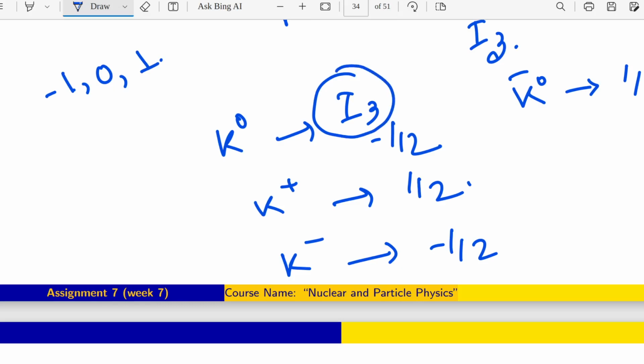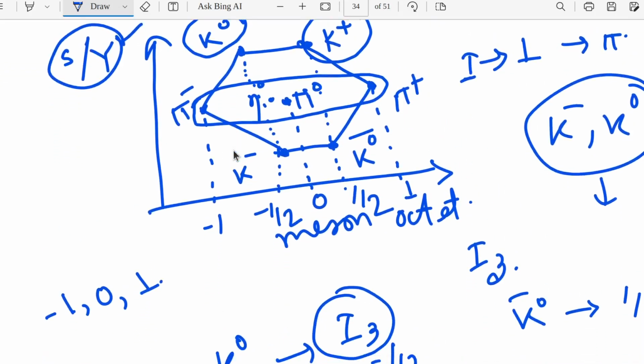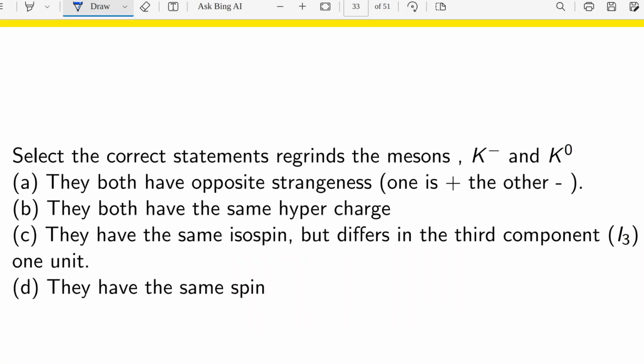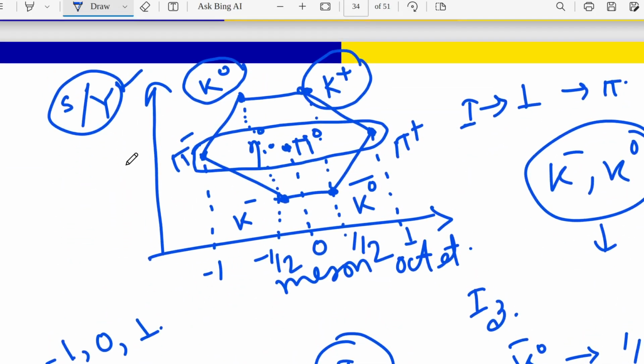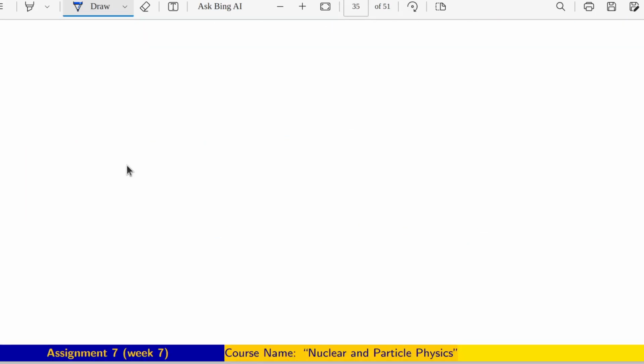Okay, so if it is I3, how many options are there? They both have opposite strangeness, they both have the same hypercharge, they have the same isospin but differ in the third component by 1 unit, they have the same spin. Okay, so we are going to the last one. They have the same spin. Is it correct or not? Yes, it is correct, because all the particles in that meson octet have spin half.